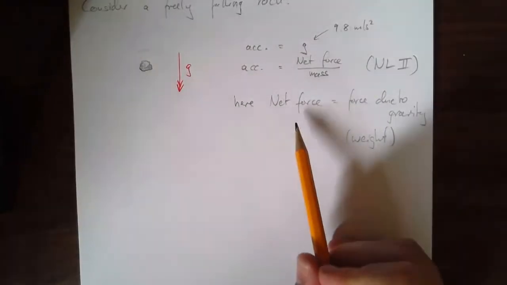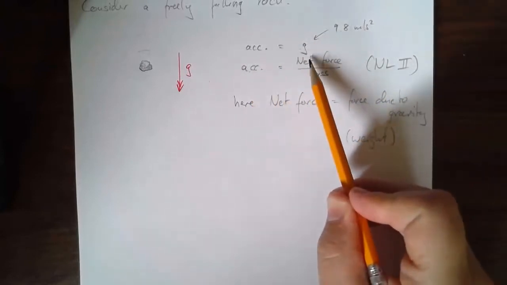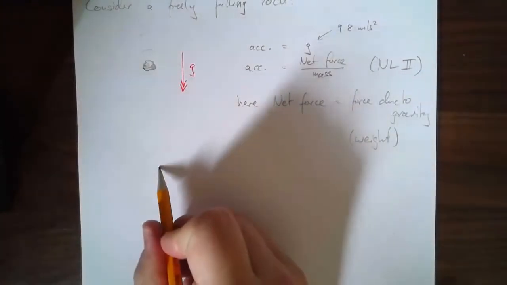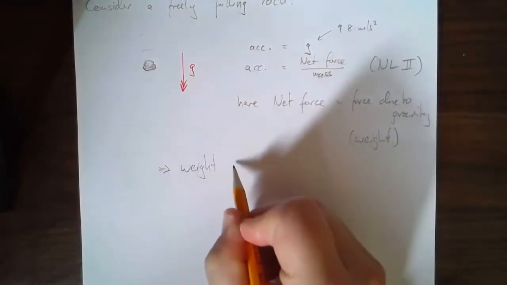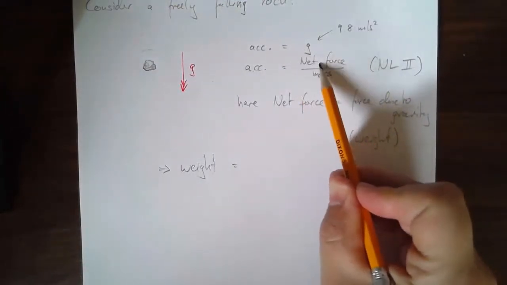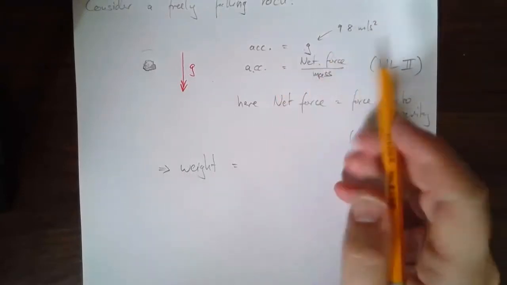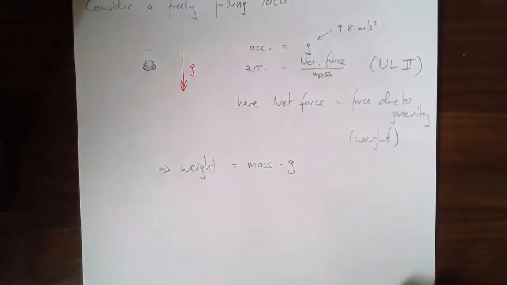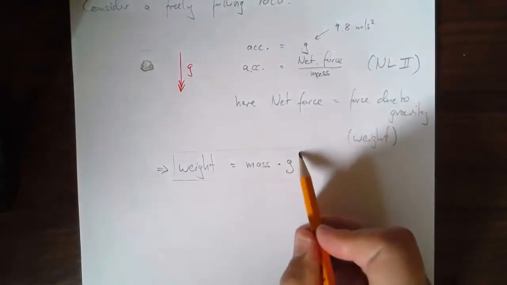So putting these pieces together, we see that g, the acceleration, is the weight divided by mass. And so the conclusion we must come to, therefore, is that the weight is equal to, because the only force acting is the weight, so that's the net force, is acceleration times mass. But acceleration is g, so that's mass times g. And that's going to be the important result here.